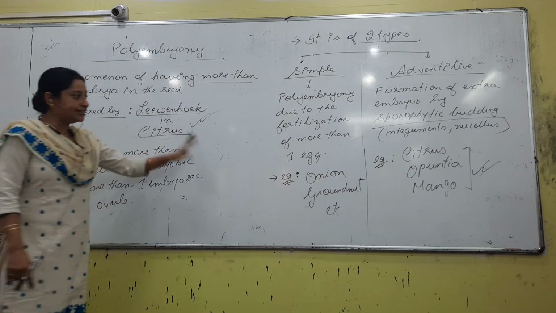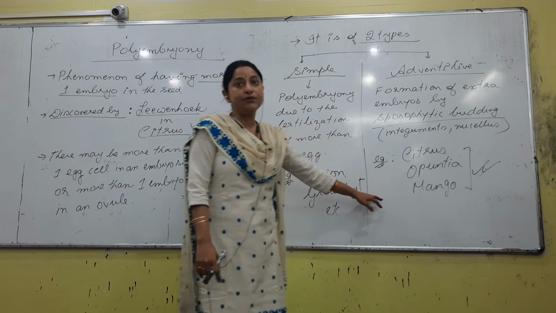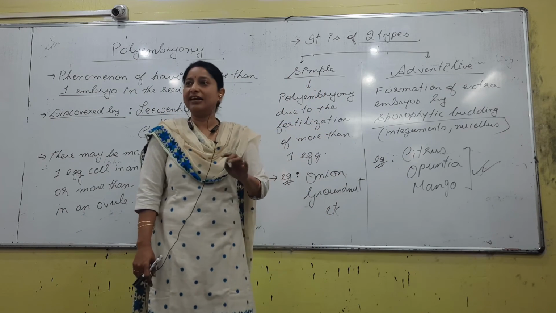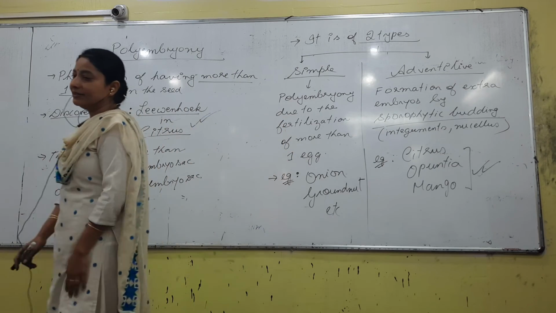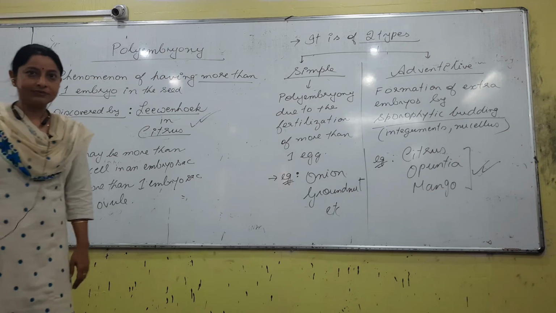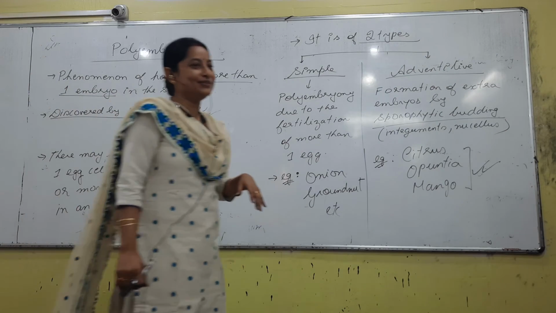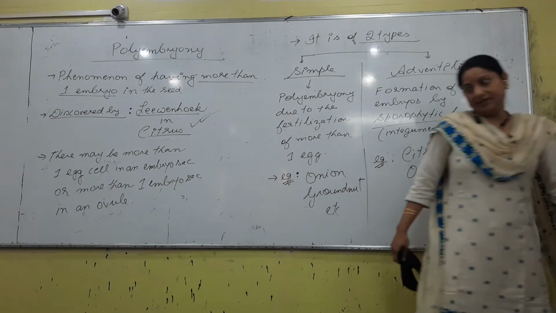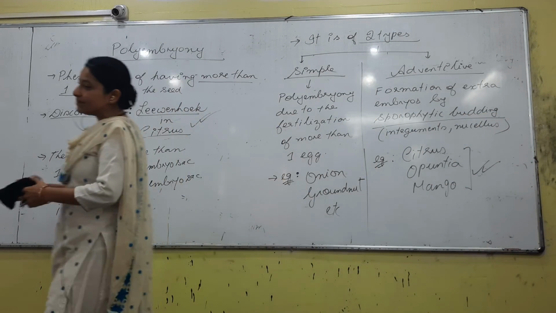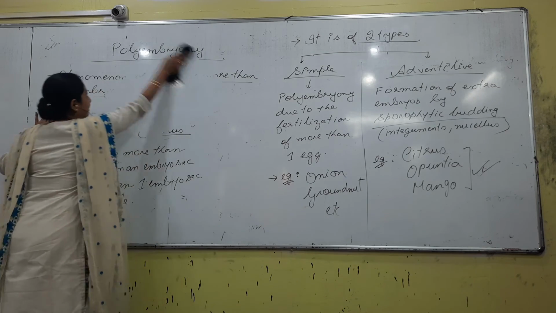Again from this part, these examples are important. Polyembryony examples are citrus, opuntia and mangifera. Questions come from this. Okay, if this is over, some other types of polyembryony are also seen, but mainly it is simple and adventitive.